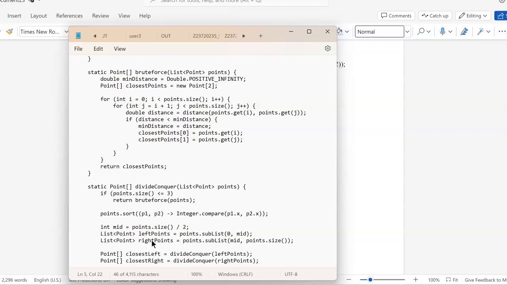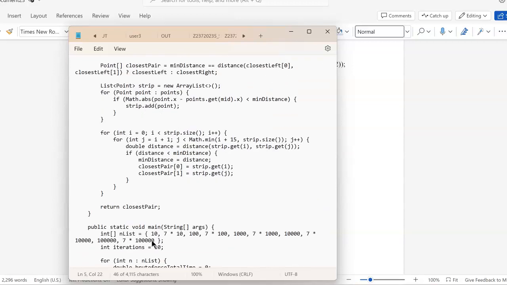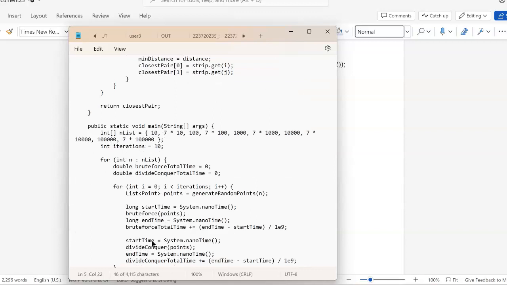And in the main method, it contains an array n list specifying different values of n, the number of points. It also specifies the number of iterations to calculate average time complexities. For each value of n, it generates random points and calculates the average time complexities of both brute force and divide and conquer algorithms over multiple iterations. It prints the average time complexities for each value of n.